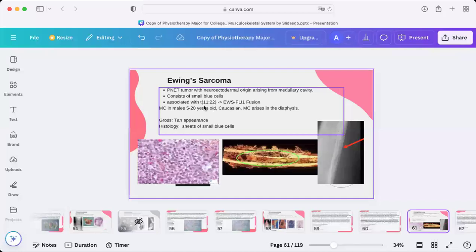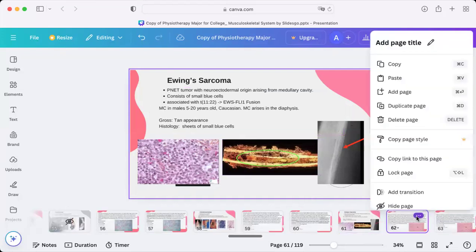Please, guys, also do not forget the 11;22 translocation, which causes the EWS fusion. They might not ask about this since it's a bit more obvious, but please know about the translocation. As was said, it does happen in the diaphysis, and weirdly enough, it's most common in Caucasians. So they might even give you the demographics, okay?